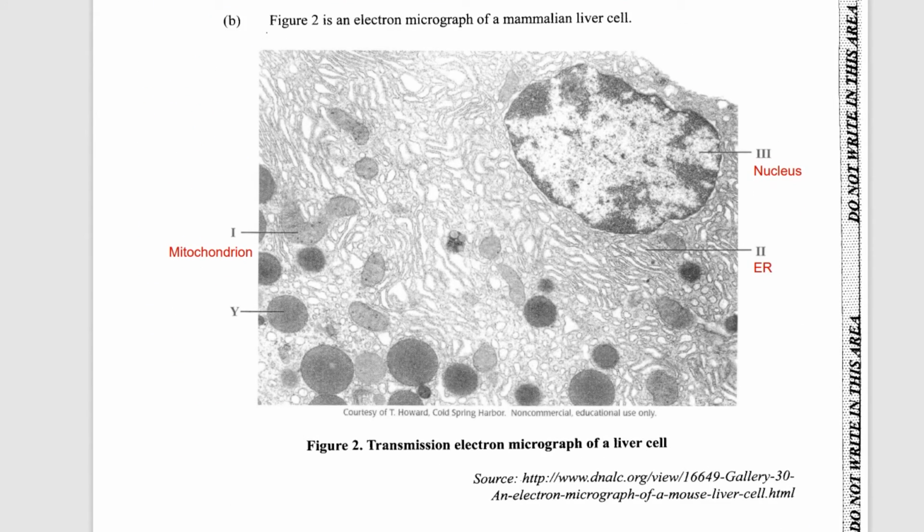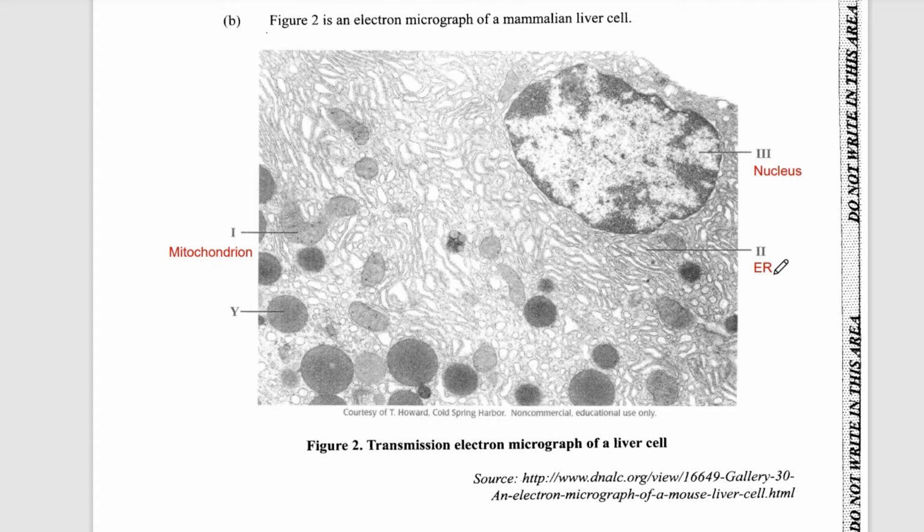B. Figure 2 is an electron micrograph of a mammalian liver cell. Here we have a bunch of organelles, and the first question is asking me to label what is 1, 2, and 3. Well, 1 is the mitochondria, and you could tell from the little folds on the inside, if you look closely enough, and you could also tell from this slightly elongated shape, kind of like a bean, and that's the mitochondrion, which is used to release ATP.